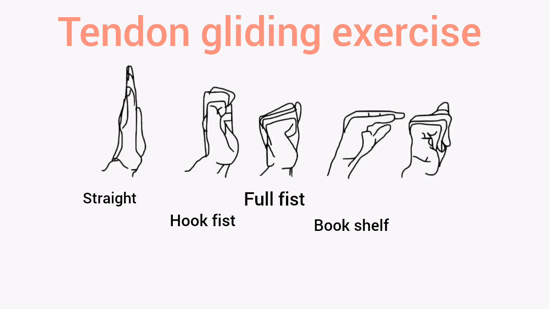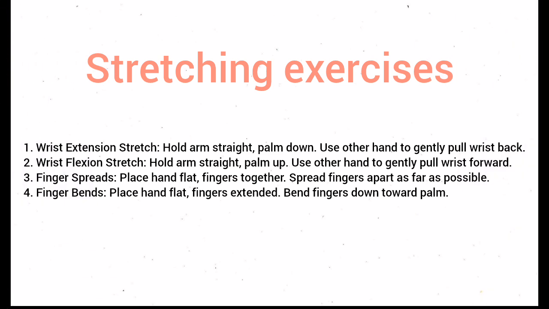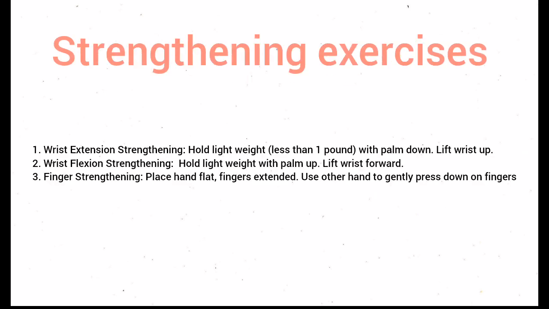Exercise therapy plays a fundamental role in treating carpal tunnel syndrome. Stretching exercises include wrist extension, wrist flexion, finger spreads, and finger bends. Another treatment method is strengthening exercises.